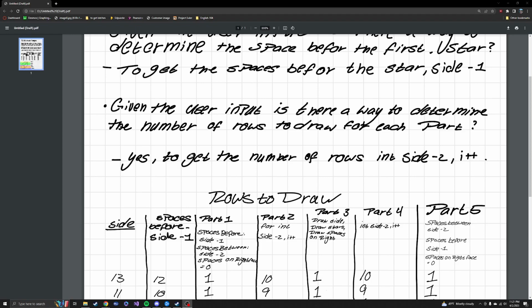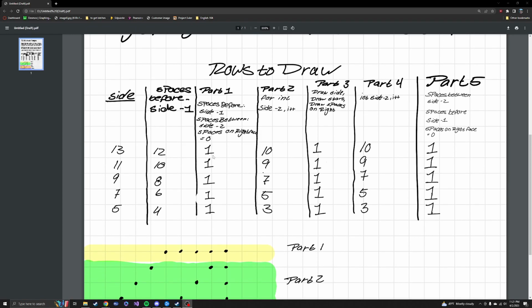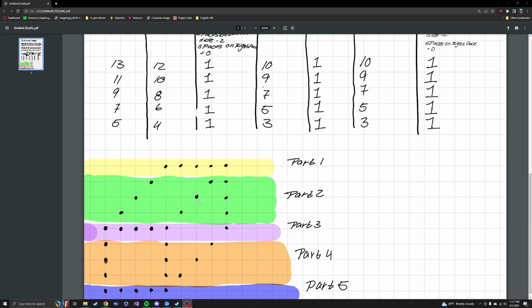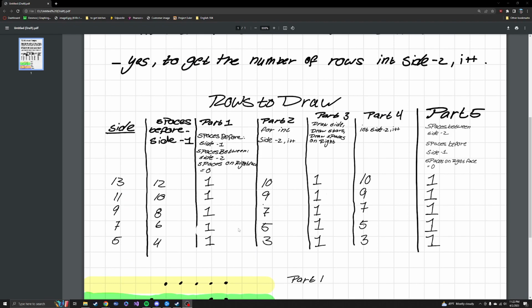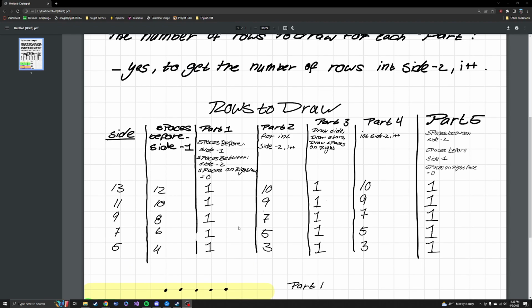The second stage: given the user input, is there a way to determine the number of rows to draw for each part? Yes, we could do this. To get the number of rows, the formula would be side minus 2, and then it's incremented. In order to find each row, I have a little diagram down here highlighting each part. Part 1, 2, 3, 4, and 5. There are 5 parts in order to make this work.